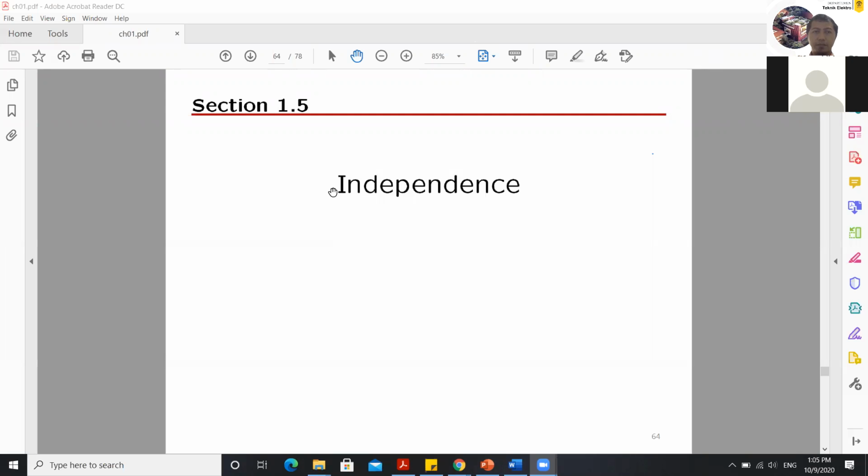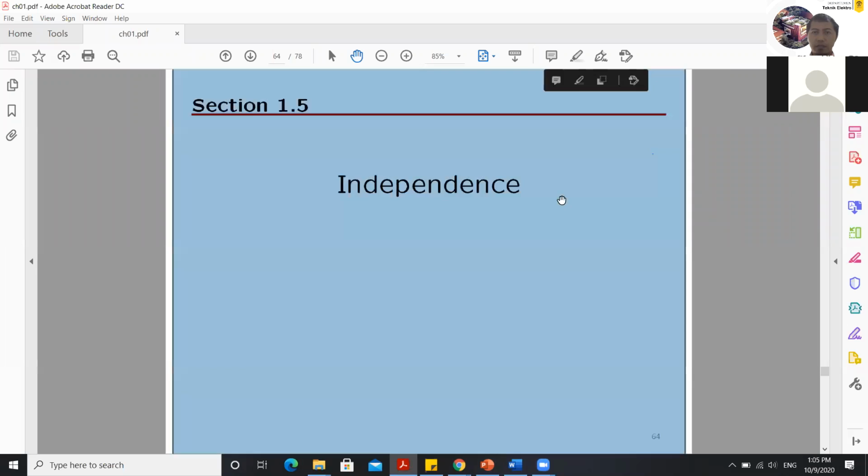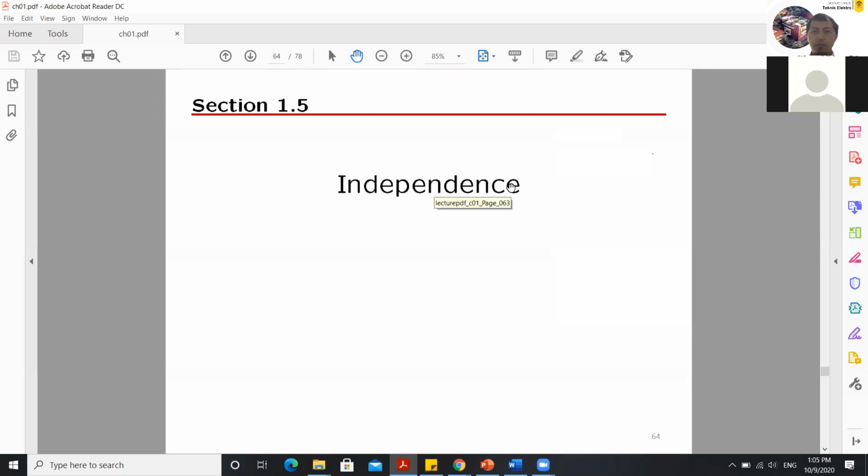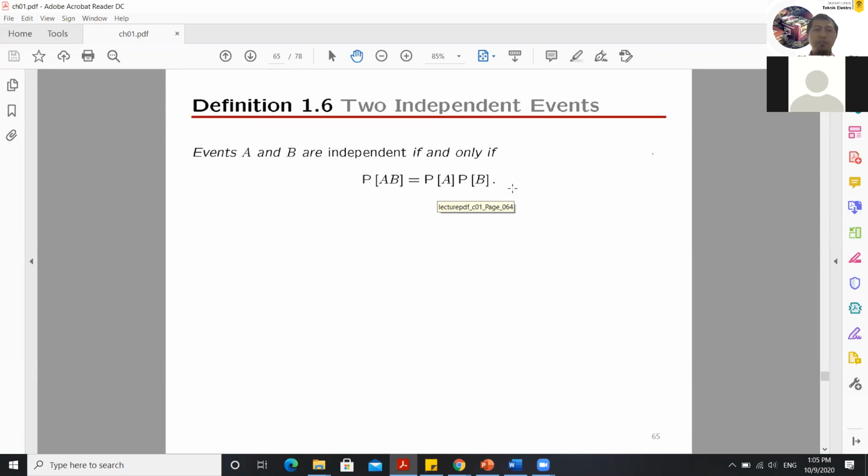So, independence. If we have event A and event B, we can say that both events are independent if and only if the joint probability of A and B equals the probability of A multiplied by the probability of B. So this is the meaning of independence between event A and event B.